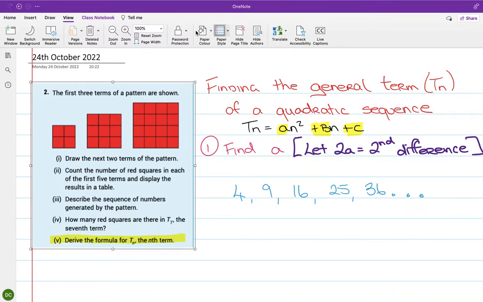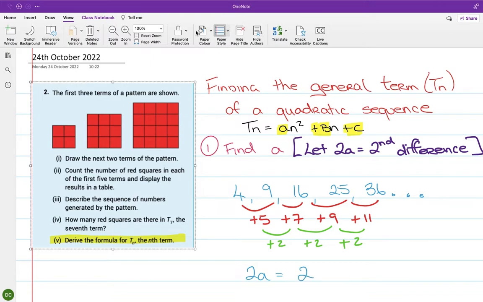Okay, the first difference of this pattern is plus 5, then plus 7, plus 9, plus 11. So that is not a common first difference, which we expected. So we look at the second difference, which is plus 2, plus 2, plus 2. Okay, so that's a common second difference. And then to find a, like I said, we are going to let 2a equal the second difference, which in this case is 2. And then we're going to isolate a, so we solve for it.